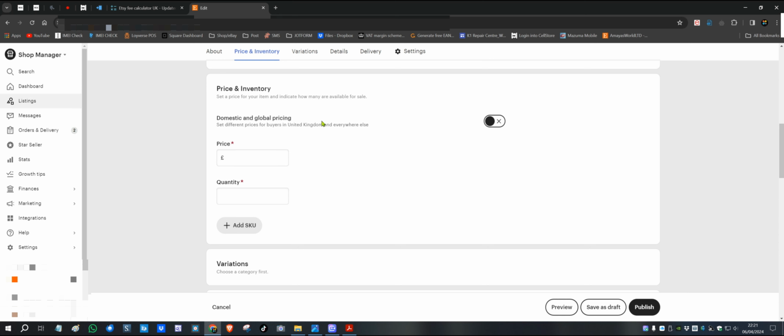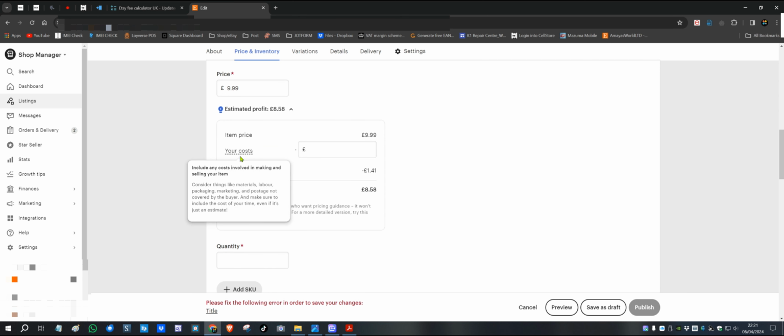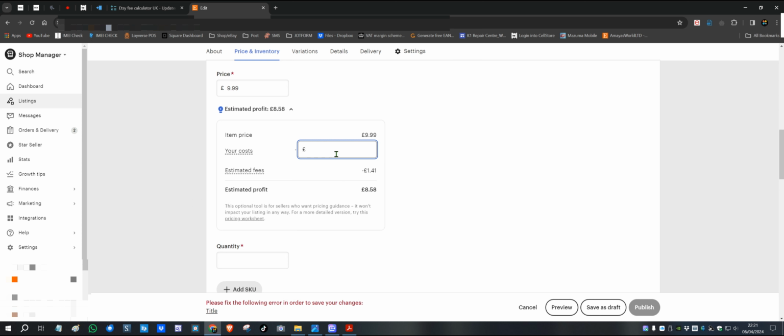Mainly what I'm going to talk about again is the fees. Stay here at the price, how much you're selling for. For example, we put $9.99, and it says here estimated profit. If you click on that, your cost is, how much did we pay for the Kong? $4.39. We sold the Kong dog toy on Etsy for $9.99, sent to the US, and you paid $4.39.